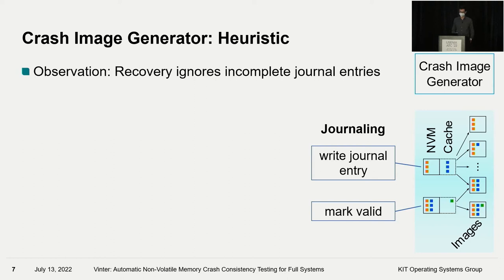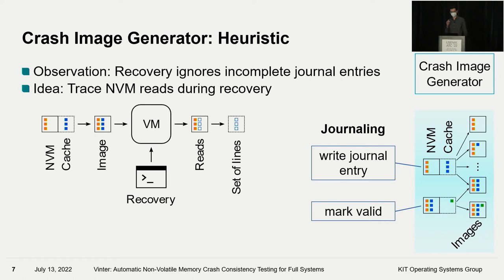But how can we detect these incomplete journal entries? The idea that we are following here is to trace reads to the non-volatile memory during the recovery process. So the way we are doing this is that we take the NVM contents at the memory fence and combine it to one single image, as shown here, like the happy path image, basically, with all the unpersisted writes included. We load that into a virtual machine and run the recovery code. So this would usually be a file system checker. But for the NVM file systems, we just have to mount the file system.